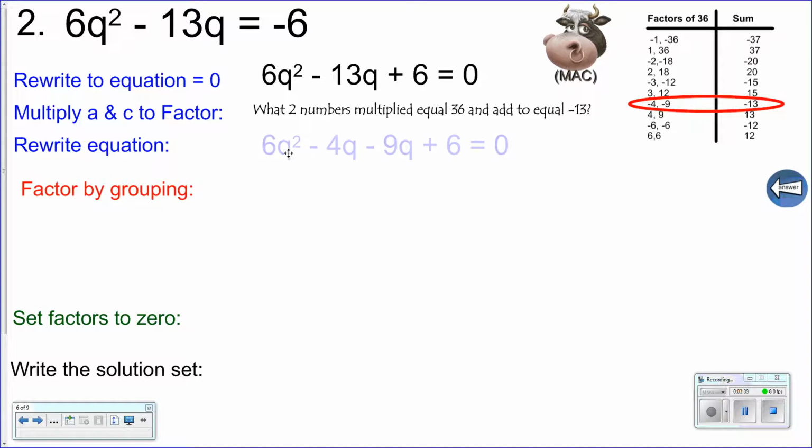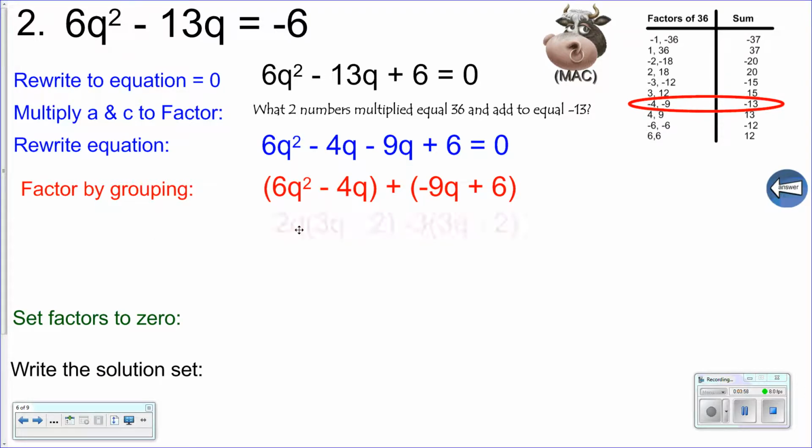So I'll rewrite my equation: 6q squared minus 4q minus 9q. If you put those together, that's the 13q. Plus 6. So we spread them out so we get 4 terms. So if I've got 4 terms, I factor by grouping. The GCF of the first set would be 2q. So that would get me 3q minus 2. And my GCF of the second group would be negative 3. If I divide by negative 3, I get 3q minus 2. So the two factors match.